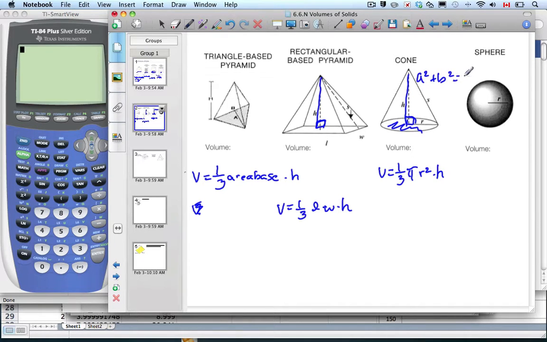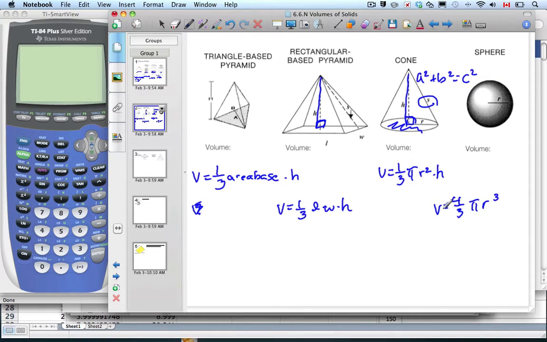Right, and so in lots of these pyramids, there's lots of Pythagorean theorem that comes out. So sometimes you'll be given your slant height and you might have to solve for the height. Okay, and then finally our sphere. Well, that's one you just have to know: 4/3 pi r cubed.